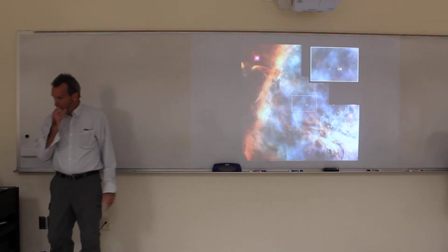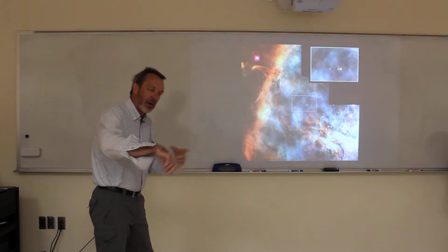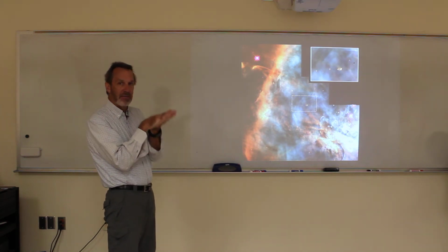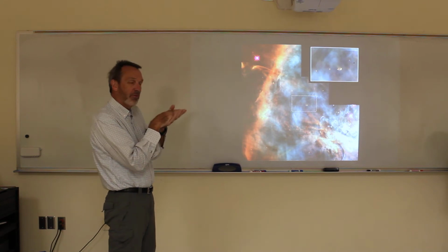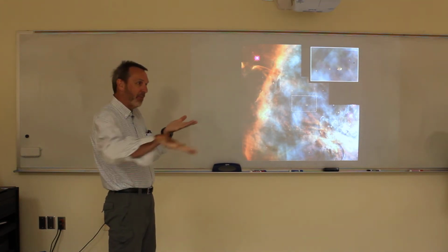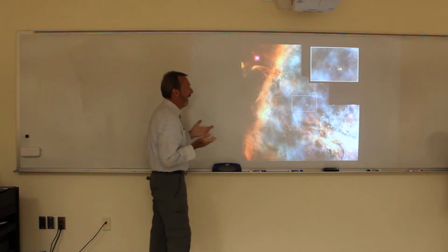Okay? Now, we think that all the cloud falls in, and like water going down a drain in a bathtub, it spins, and it spins into a flat disk. In the center of the disk, 90% of the matter goes to the center. That's what's going to form the star. But the material out in the disk is where the planets form. So, how do we test that?